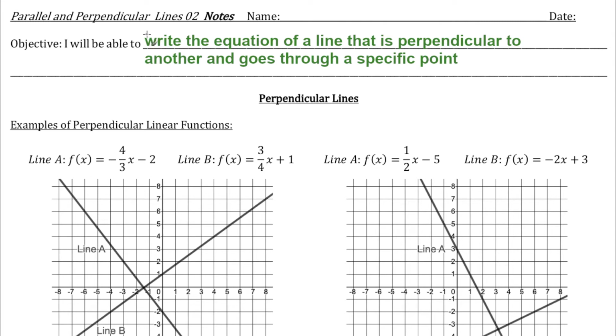All right, so in this lesson, we're going to write the equation of a line that is perpendicular to another line and goes through a specific point. So it goes through a specific point. Before we find the equation of a line that's perpendicular, we've got to figure out what perpendicular is and how to get it.